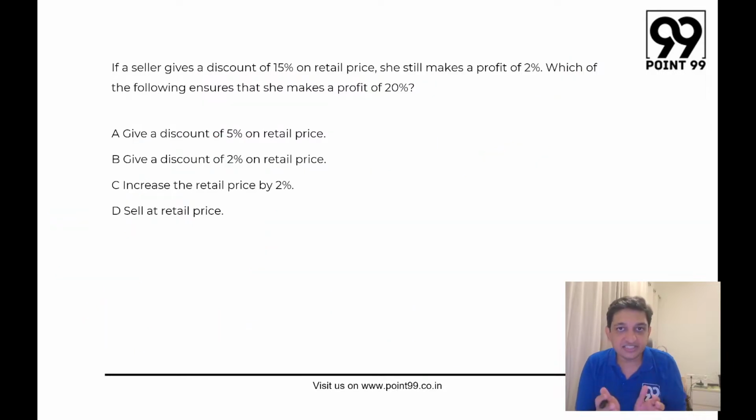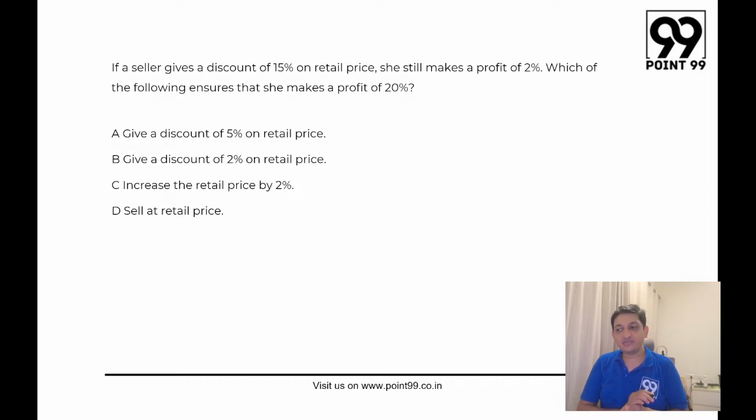Okay. Coming back to the session, let's go to question 6 now. If a seller gives a discount of 15% on retail price, she still makes a profit of 22%. Which of the following ensures that she makes a profit of 20%? So here if the seller gives a 15% discount, then she makes a profit of 22%. Then what should be done for a 20% discount?